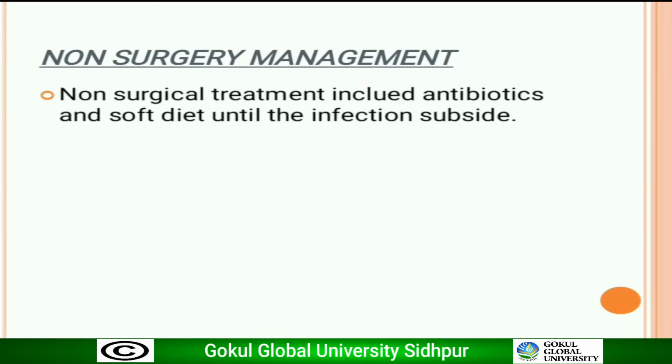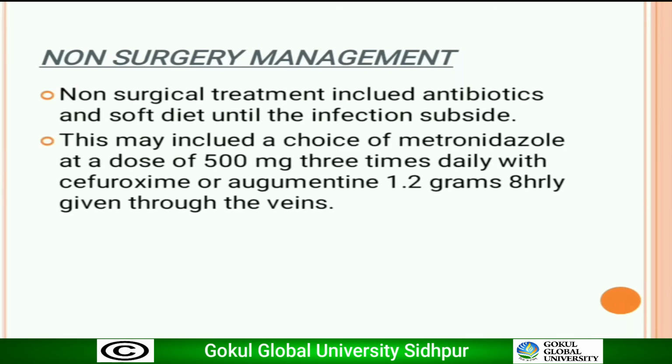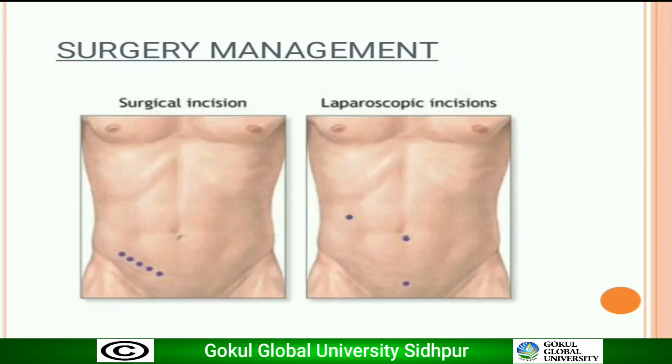First of all, the non-surgical management. Non-surgical treatment includes antibiotics and a soft diet until the infection subsides. This may include a course of metronidazole at a dose of 500 mg 3 times daily with ceftriaxone or Augmentin 1.2 gram 8 hourly given through the veins. And the surgical management. Two types of surgical management: open incision and laparoscopic incision.